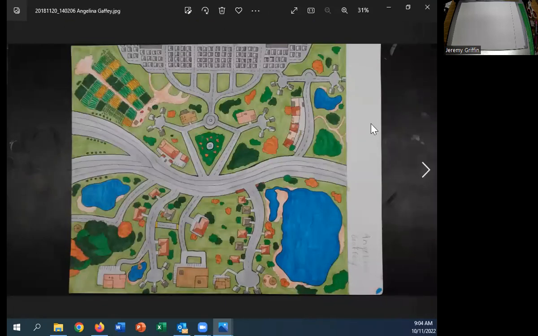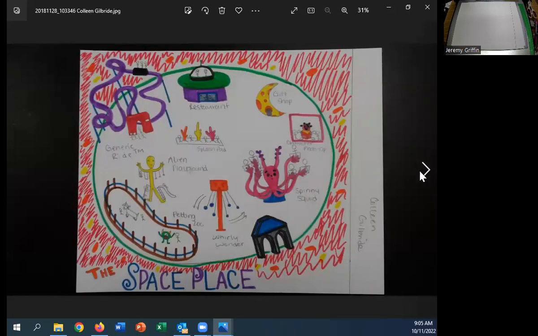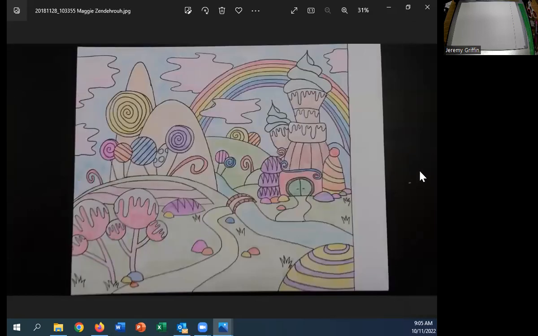I've got this one here. Now you see how there's a margin on the right side? That's going to come into play in a few minutes. So, looking down on this thing, it's an upside down one, but it's all right. Got the space place. Not really aerial view, but that's all right. Imagination, I think that's what matters.